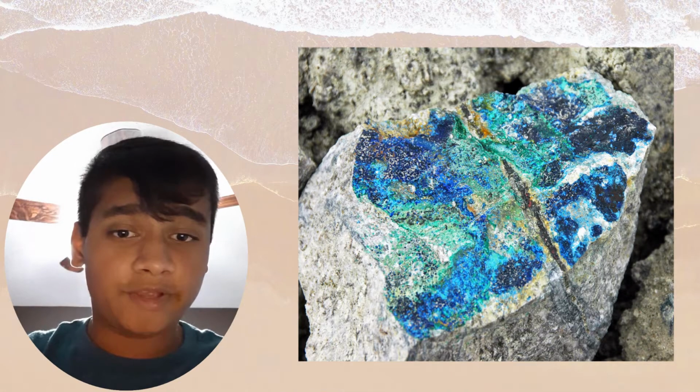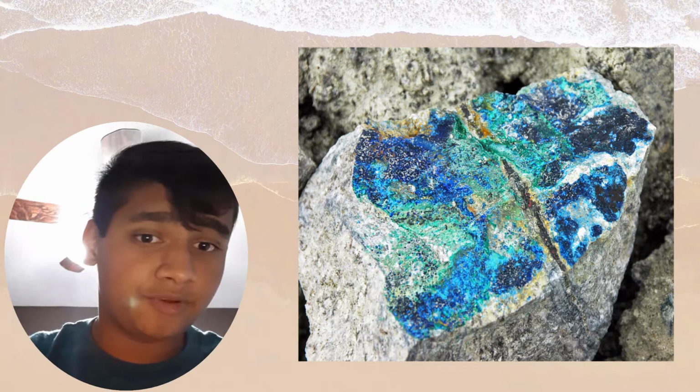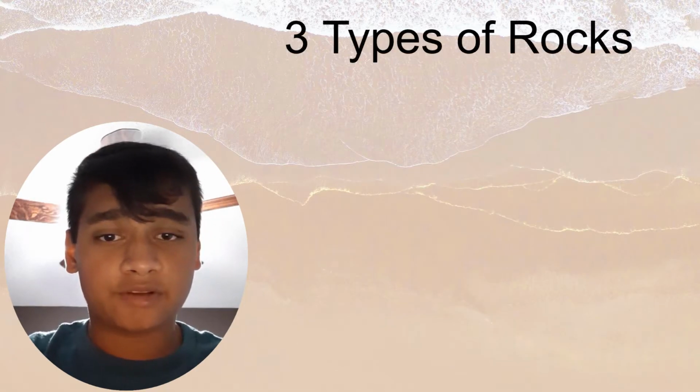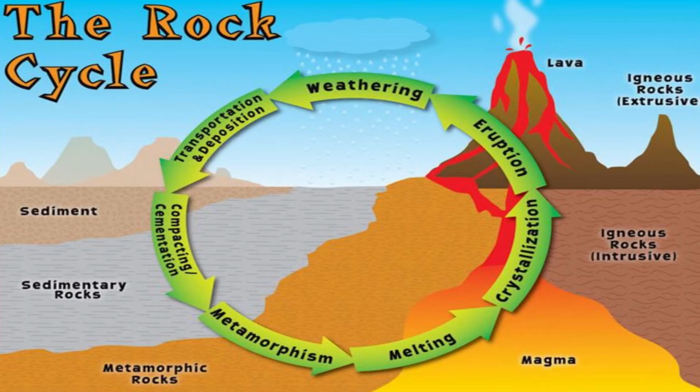So rocks are basically just aggregates of these minerals, meaning they are composed of the different fragments of minerals. The three main types of rocks are sedimentary, igneous, and metamorphic. The rock cycle explains how each type forms. First, lava erupts on Earth's surface during a volcanic eruption. Once this rock cools down, it becomes igneous rock.